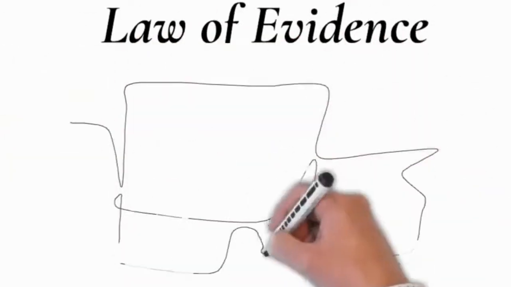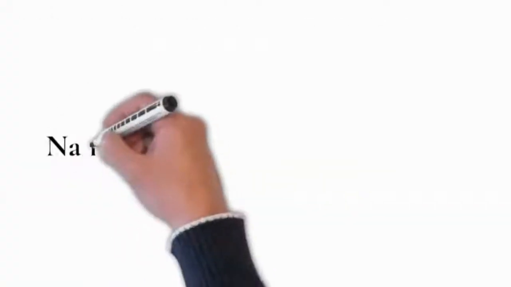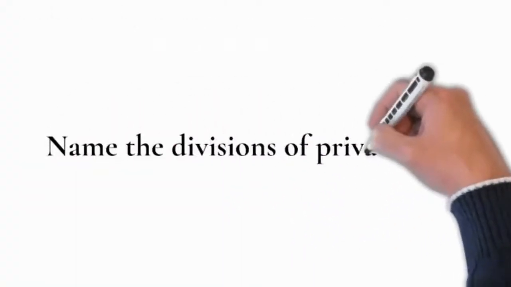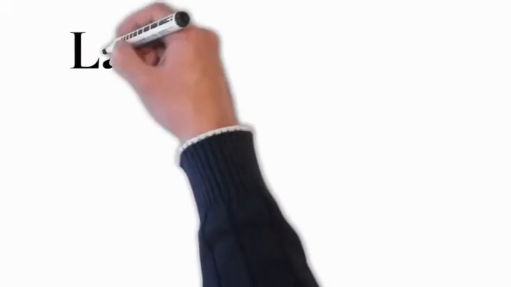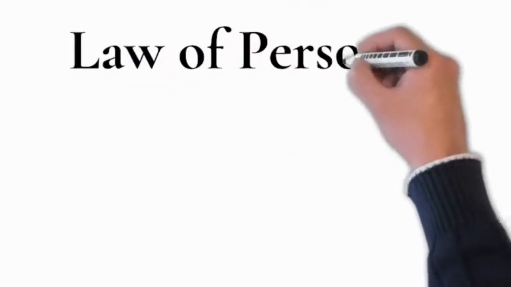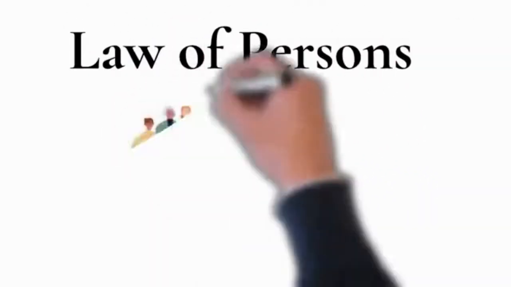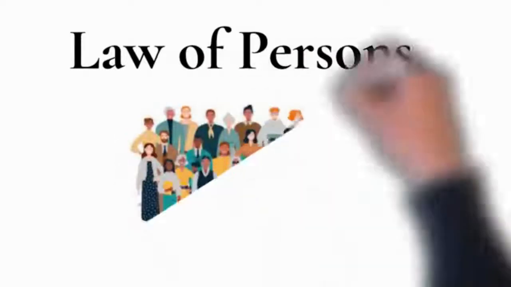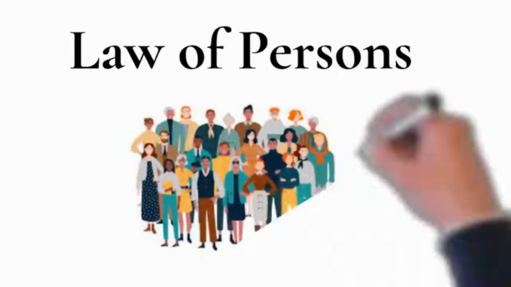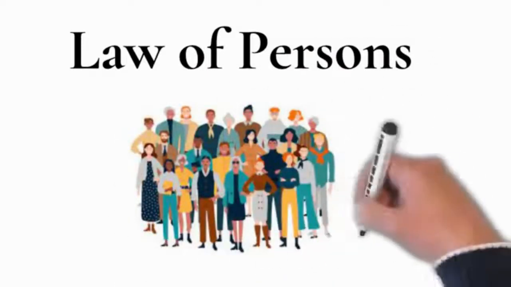This brings us to the next question. What are the divisions of private law? The first division of private law is law of persons, which is concerned with persons as subjects of the law. For example, legal subject. We will cover it more later.